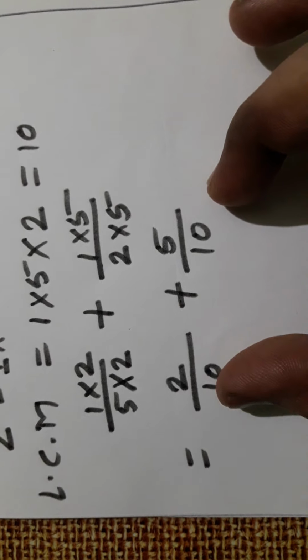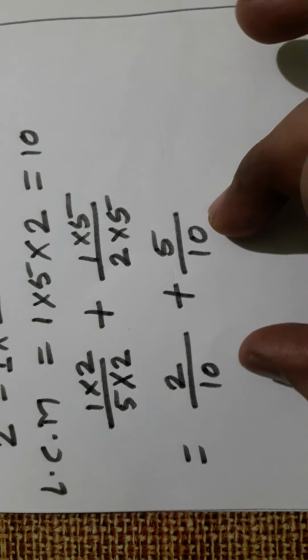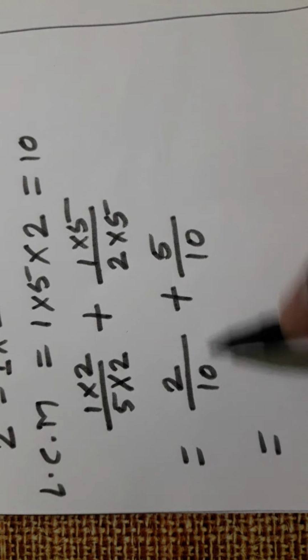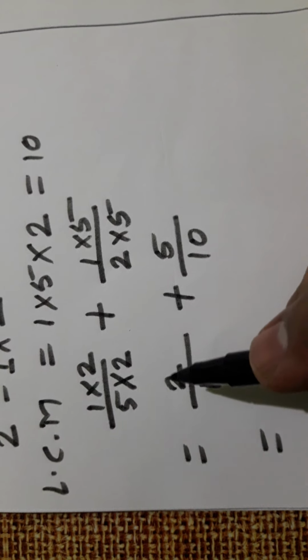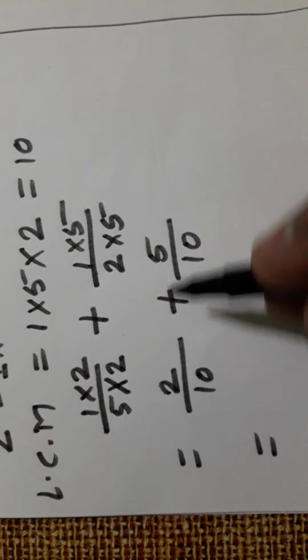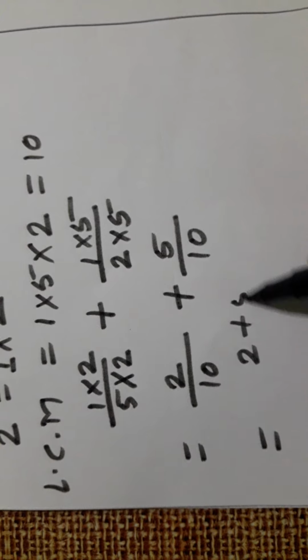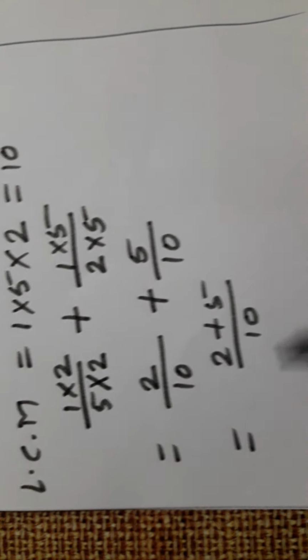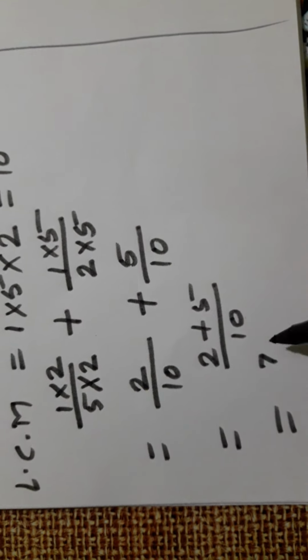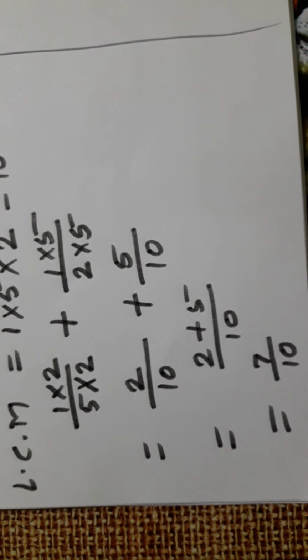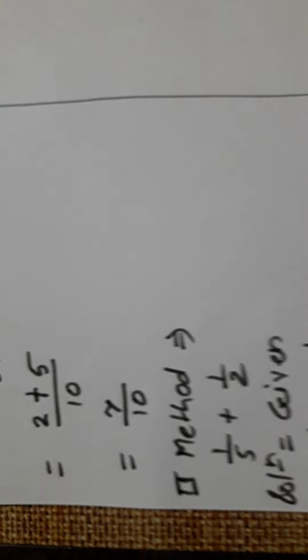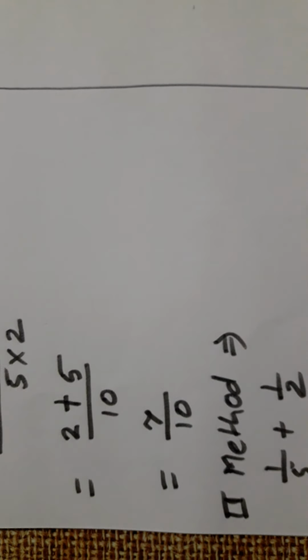Now see, both the fractions have the same denominator, meaning like fractions. If denominators are same, then what do we have to do? We have to add the numerators, 2 plus 5, and write the denominator once. 2 plus 5, what will be the answer? 7 divided by 10. Now see here, what did we get? 7 upon 10. Here also we got the same answer, 7 upon 10.